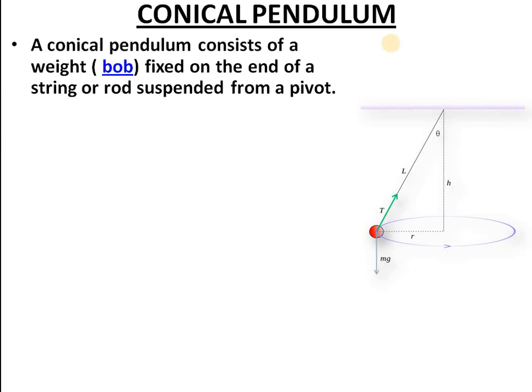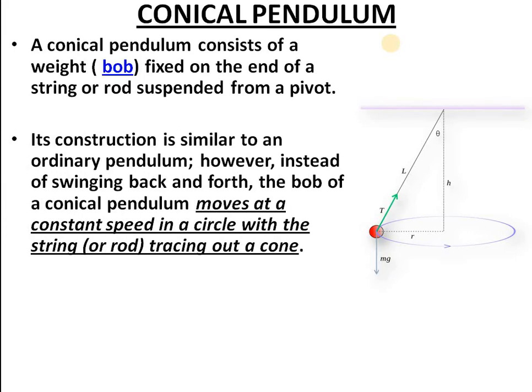As I told you, it consists of a weight or bob fixed at one end, and the other end is suspended with a pivot. That is called a conical pendulum, and it moves with a constant speed in a circle. You must keep in mind that the bob is always moving with a constant speed, or you can say with constant angular velocity, in a circular path.